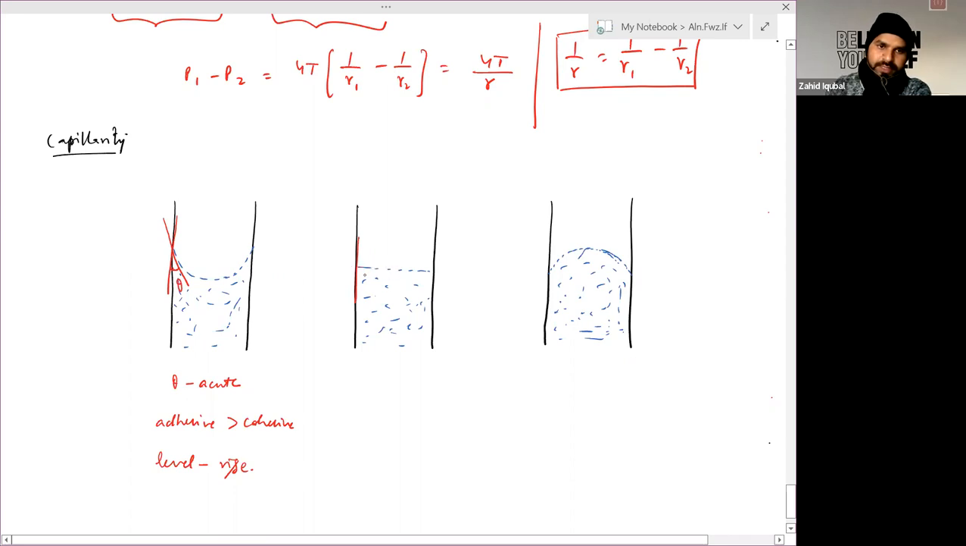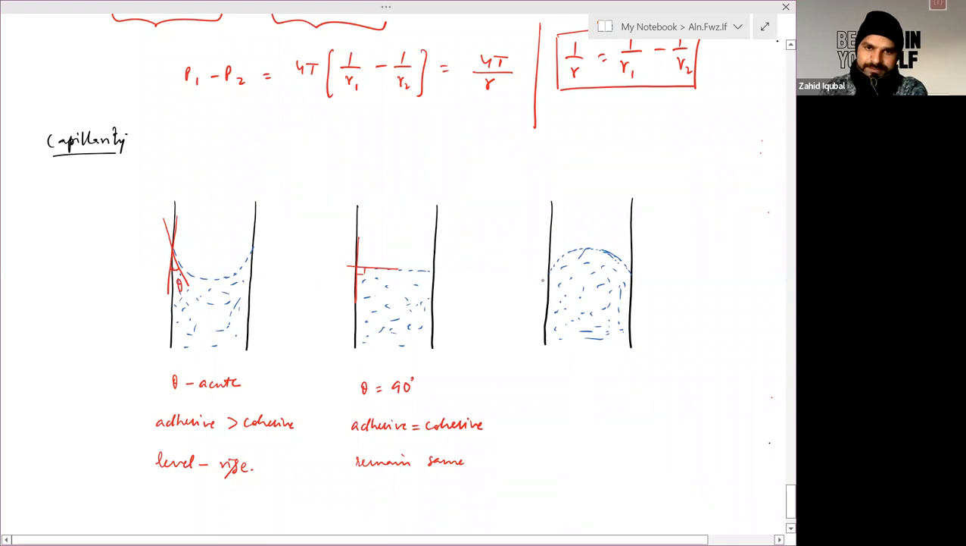In second part, these two are perpendicular to each other. So angle of contact in this case is 90 degree. Adhesive force, cohesive force becomes equal. So there will be no rise or fall in level of liquid. So level of liquid remains horizontal. So in this case, it remains same.